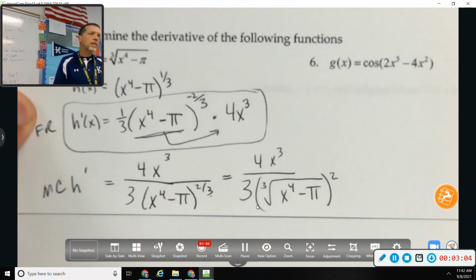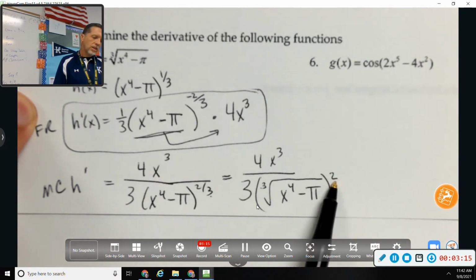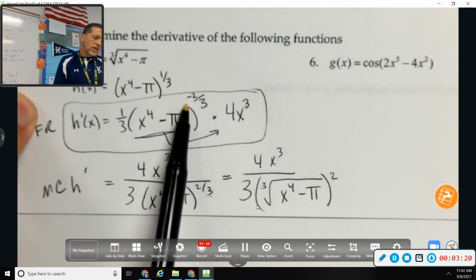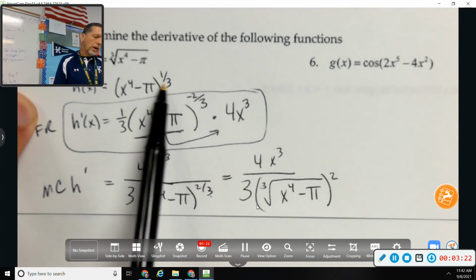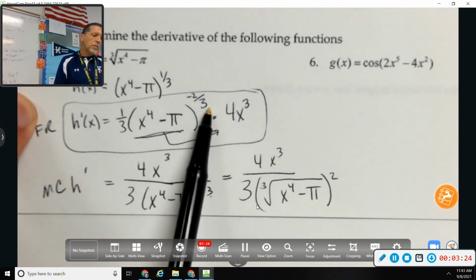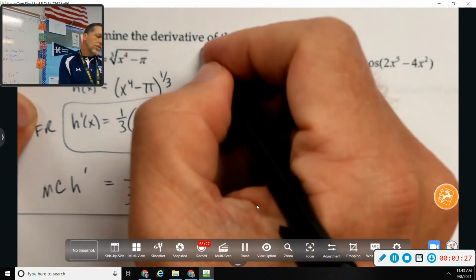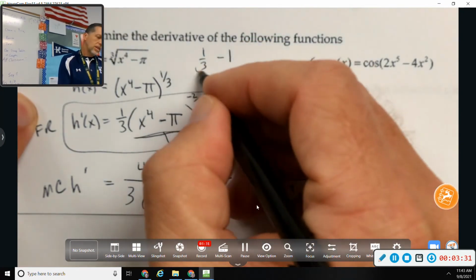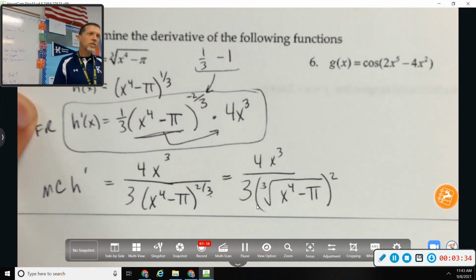Brett? Where did the 2 over 3 come from? Where did this cube root squared, like the second step? Yeah. Power rule. Take the power down front. Reduce the power by 1. So 1/3 minus 1, wouldn't that be negative 2/3? Okay. There's 2 of these.